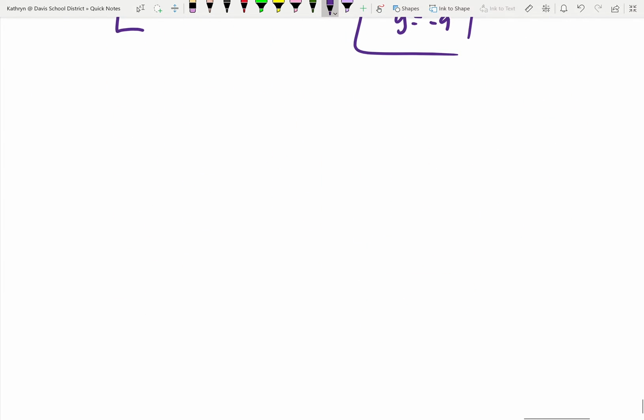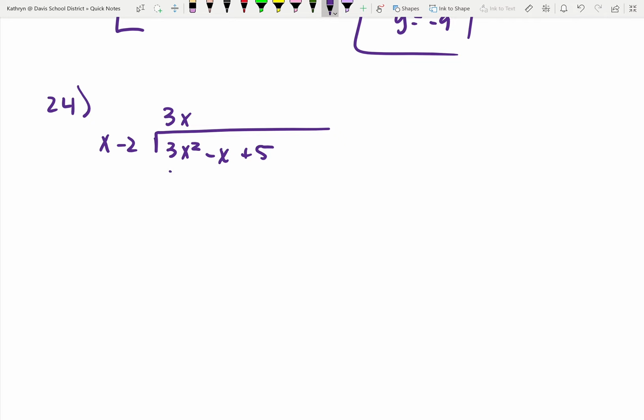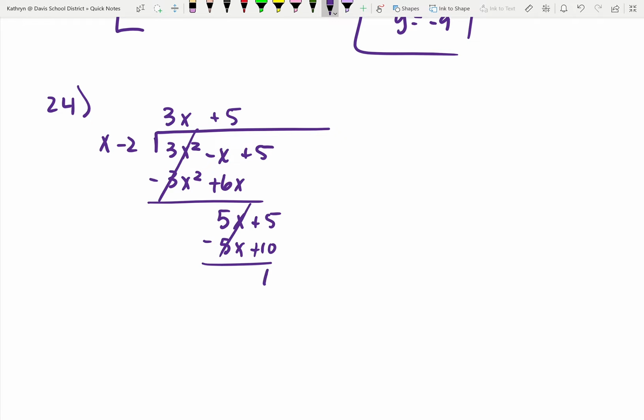Okay, 24. The remainder of long division. So x minus 2 into 3x squared minus x plus 5. What do I multiply by x to get 3x squared? That's 3x. Distribute: 3x squared minus 6x. Change my signs. Those cancel. I get a 5x. Bring down the 5. What do I multiply by x to get 5x? That's a 5. Distribute. I get 5x minus 10. Change my signs. That gives me a 15.